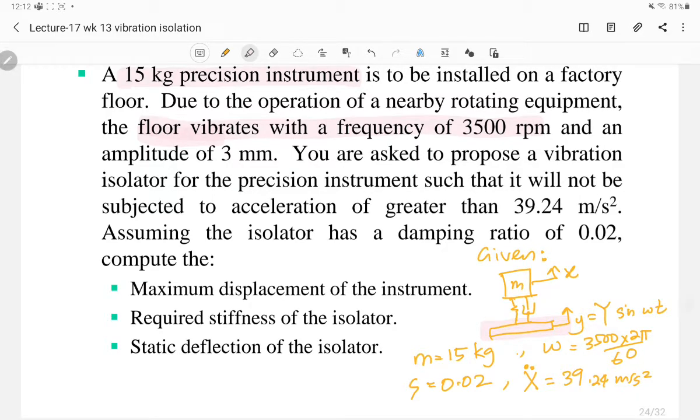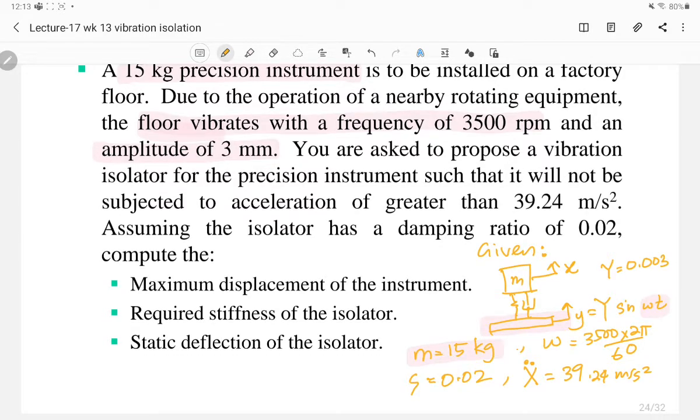So I've drawn the figure here. You can see that 15 kilogram is the mass, and then you have omega, which is the input to the system. The omega is 3500 times 2 pi over 60. Then it says here amplitude of 3 mm, so that means your Y is equal to 0.003, because it refers to the vibrating floor.